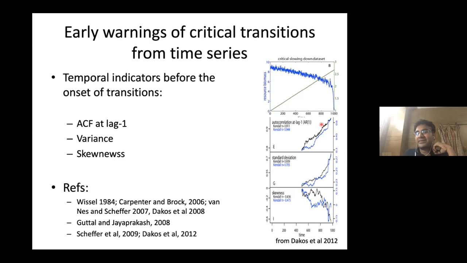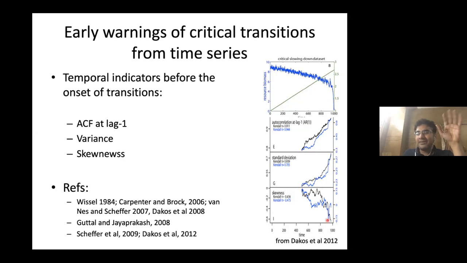It's increasing with time as one is approaching a critical point or the abrupt transition. Standard deviation, a measure of fluctuation, is increasing. The skewness, the strength of skewness, which is a measure of asymmetry in fluctuation, is also increasing.